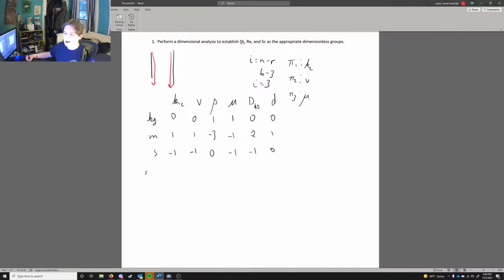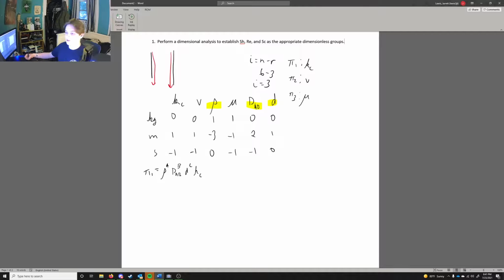All right, so for pi 1, we're going to have our remaining variables in this group. So we use mass transfer, velocity, and viscosity. So we're just going to have the density, the diffusivity, and the diameter. So we're going to have our density first, so we'll raise that to the A power. We'll have the diffusivity and raise it to the B power, and the diameter and raise that to the C power, all times the transfer coefficient.